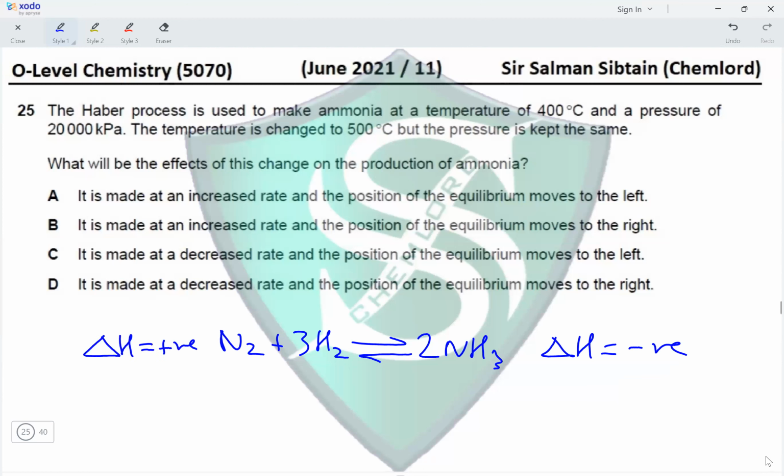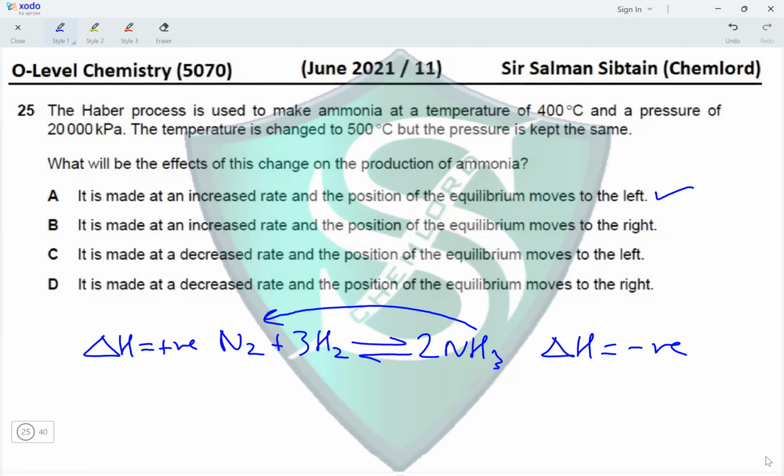So what are we doing? We are increasing the temperature, and increase in temperature will favor the backward reaction because an increase in temperature favors the endothermic side of the reaction. And this question asks us what will be the effect of this change on the production of ammonia. Let's see. Option A, it is made at an increased rate and the position of the equilibrium moves to the left. Okay, position moves to the left is correct. It is made at an increased rate. This statement is also correct because we need to remember that an increase in temperature increases the rate of reaction. So option A is correct.